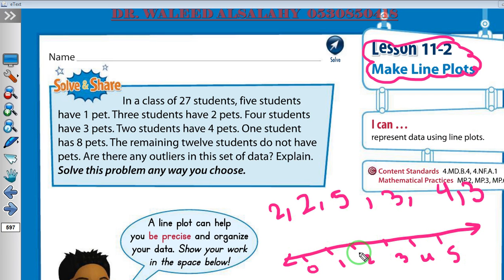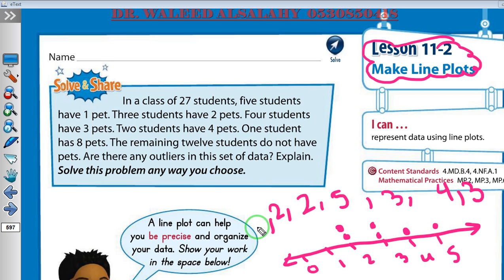There is no 1, but there is 2. How many 2s do we have? We have 2 times, so put 2 dots. Line plot. The 3 is 2 times. The 4 is only 1 time. The 5 is only 1 time.